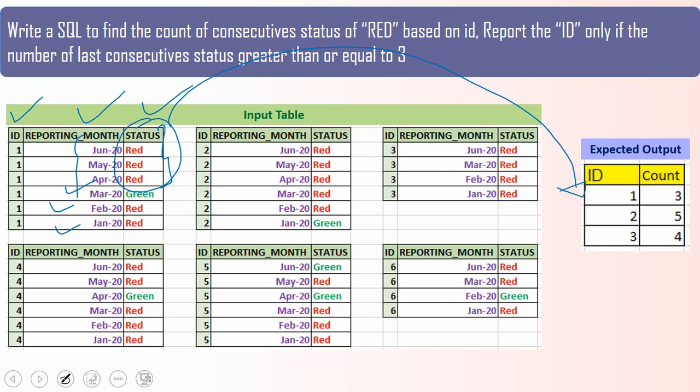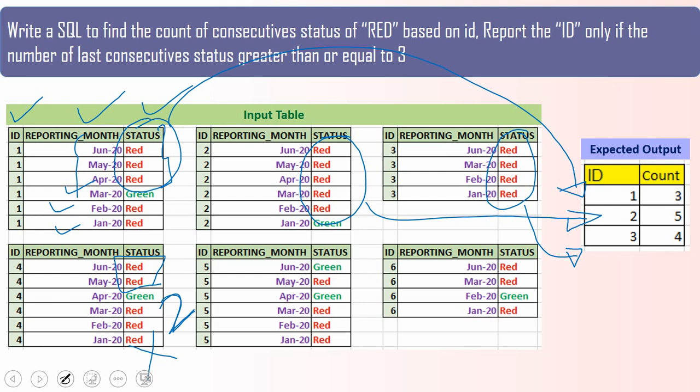In case of ID 2, the last consecutive red status count is 5. So we just need to print ID is 2 and the count is 5. In case of ID 3, in fact everything is red here, so we just need to put the total count. So ID is 3, the count of red status is 4. Let us take ID 4, the last consecutive red status count is 2. So it is not greater than or equal to 3, so let us not print this.